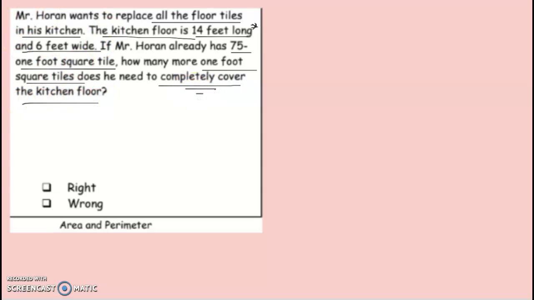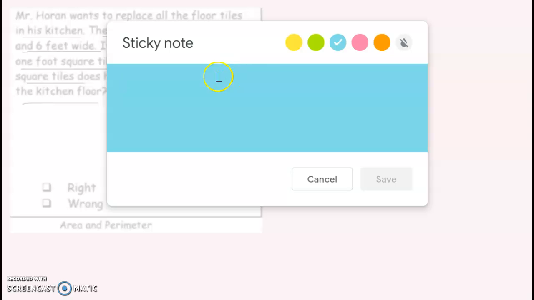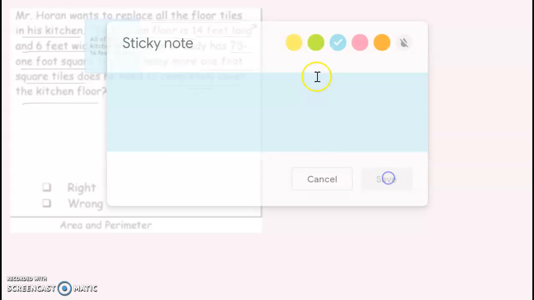Alright guys, so this is what I'm going to do. I know that his goal is to cover all of his kitchen floor. So I need to figure out what is the area of his kitchen floor. It's 14 feet times 6 feet. And look for the area.